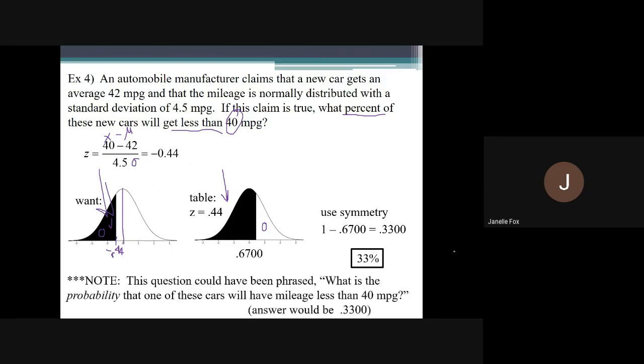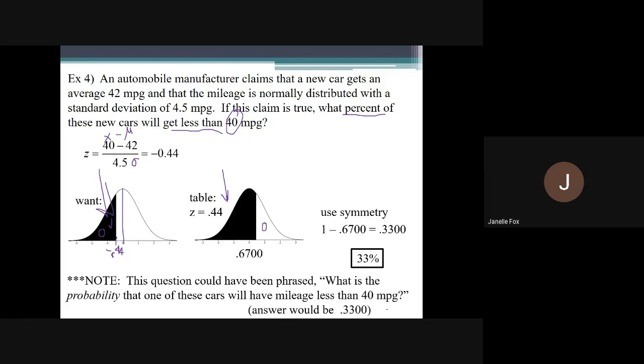The question says, what percent of the new cars will get less than 40 miles per gallon? It's 33%, and we're done. But if the question had said, what's the probability, then you would just write the answer of 0.3300.